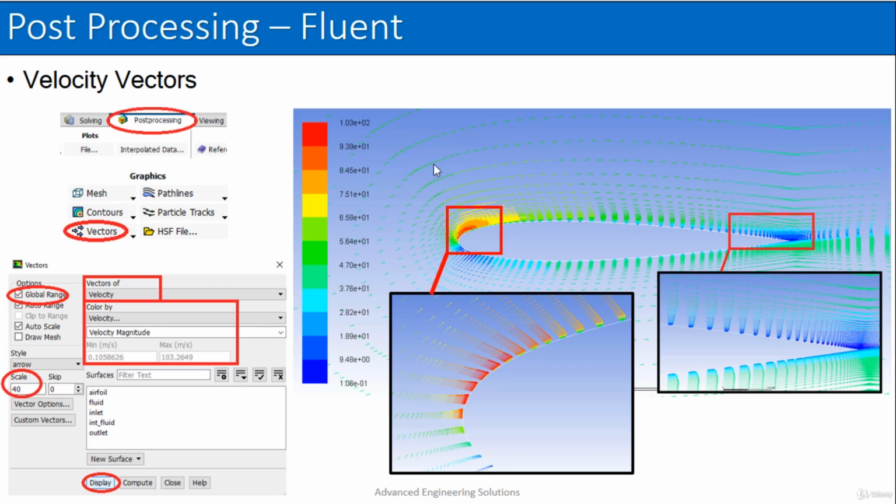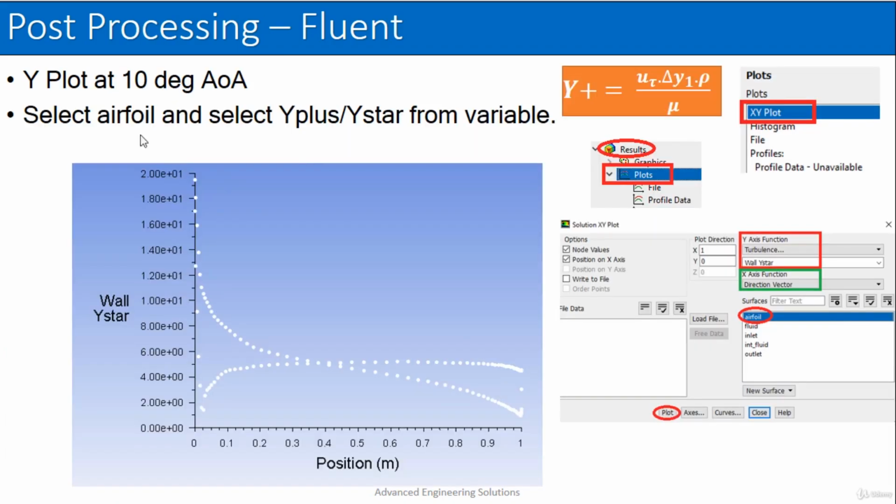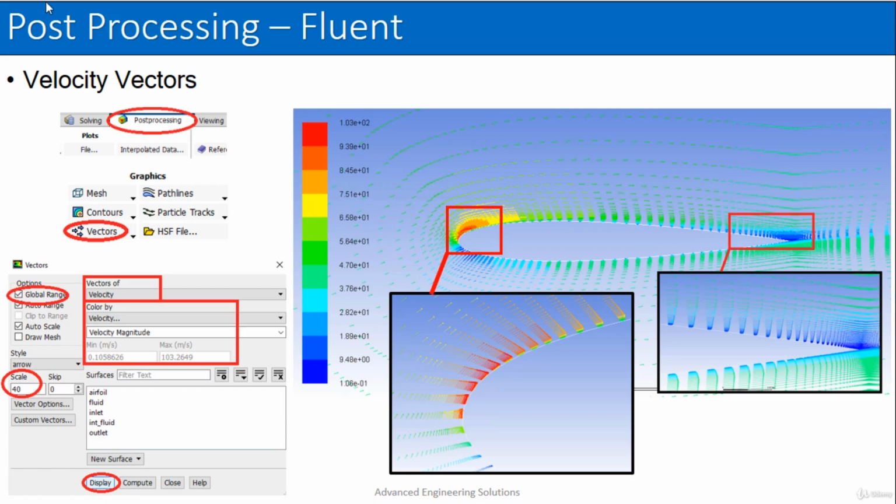We will continue with the post-processing, and we will cover two topics. One is the velocity vector, second is the XY plot for the YPlus. So first, the velocity vectors.